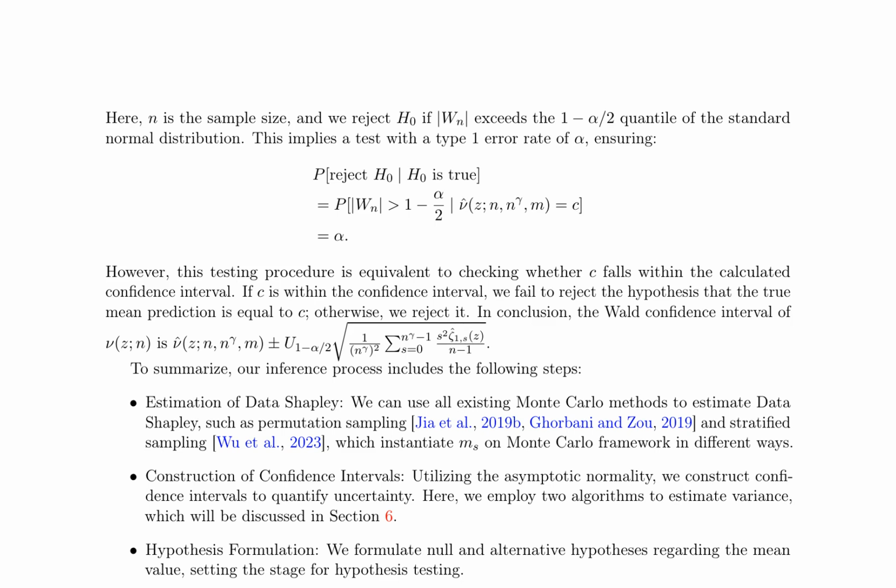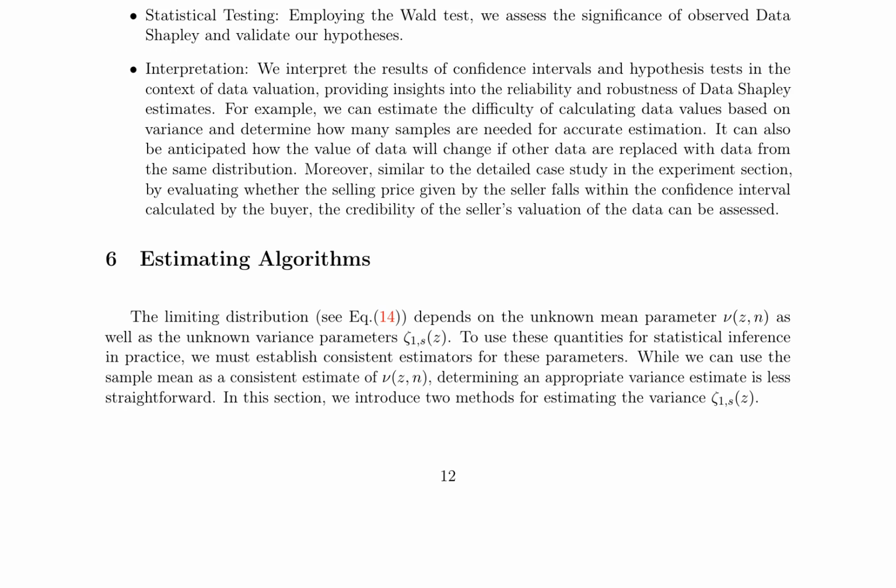In the context of Data Shapley, inference processes are initiated through the estimation of Data Shapley using Monte Carlo methods. This process involves constructing confidence intervals based on asymptotic normality, which is a statistical concept that assumes the distribution of certain statistics will approximate a normal distribution as the sample size increases. The construction of these intervals is crucial for formulating null and alternative hypotheses, allowing researchers to test the significance of their findings. The Wald test is employed in this context.